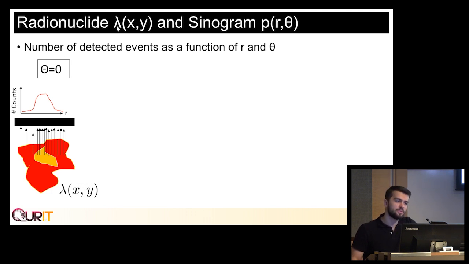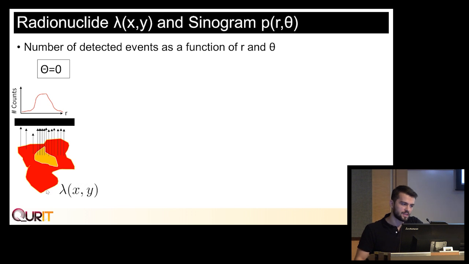There's the radionuclide concentration lambda of x,y, and there's something known as the sinogram, which is a function of r and theta. This is a different way to represent the radionuclide concentration. You might wonder why we care about the sinogram P of r, theta. It turns out that when you collect data using a scanner, the raw format of that data is P of r, theta. What we want to know is how to go from P of r, theta to lambda of x,y. So we represent the number of detected events as a function of r and theta, because that's how we measure it in the scanner, and then we want to turn it back into lambda of x,y, which we can then use for diagnostic purposes.